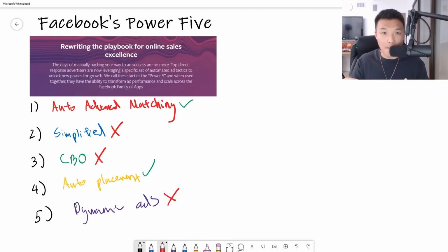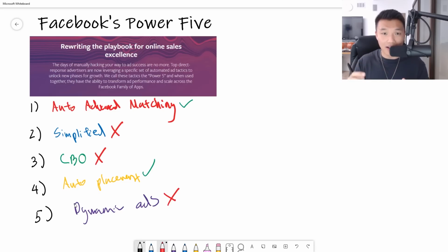So here you saw my take on the Power 5. I believe in auto advanced matching. I also believe in auto placements. I think simplified campaign structures work very, very well once you've accumulated a lot of data and are moving towards broader and broader targeting. Not so well when you start. I think CBOs work very well as well when you've accumulated a lot of data and your pixel is very mature. But again, also not my favorite thing to start out with an ad account.